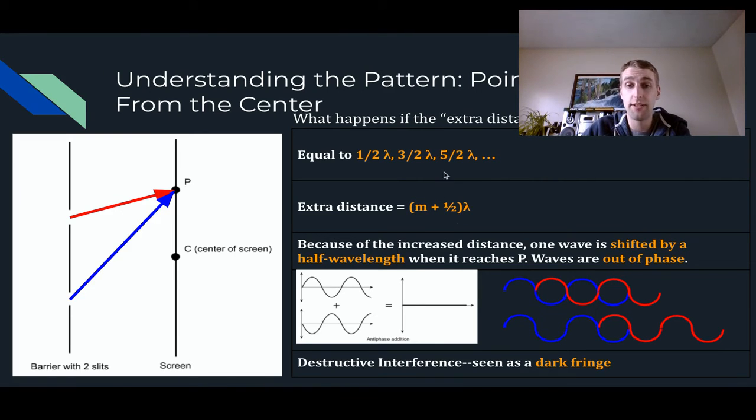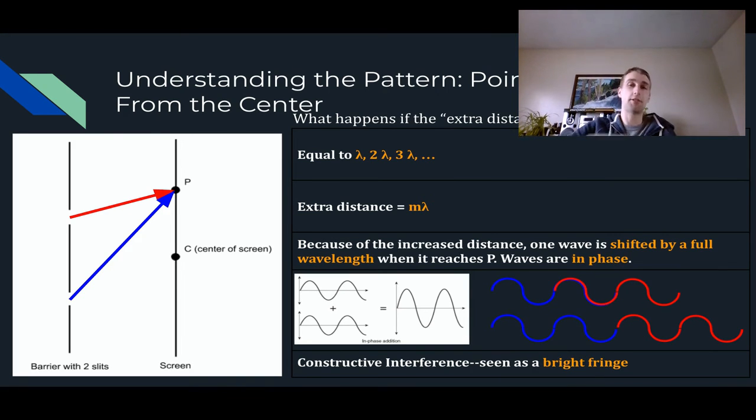So if the extra distance is equal to half a wavelength, 3/2 lambda, 5/2 lambda, or in general format, (m + 1/2) times lambda, for all those cases, one wave is shifted by half a wavelength, so the waves reach out of phase, so you see a dark spot. That explains what happens with the dark spots.